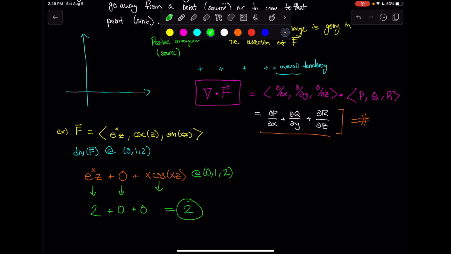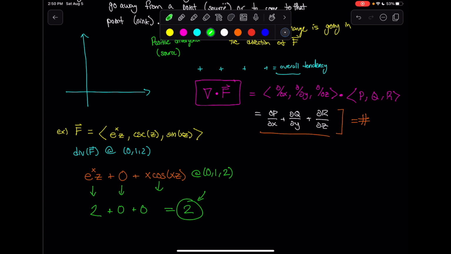So that means in this particular vector field, which is in 3D space, at the point (0, 1, 2), it looks like there's a little bit of a source, right? Things are going to be radiating from that point on average. Okay, and so this is what we call the divergence of a vector field.